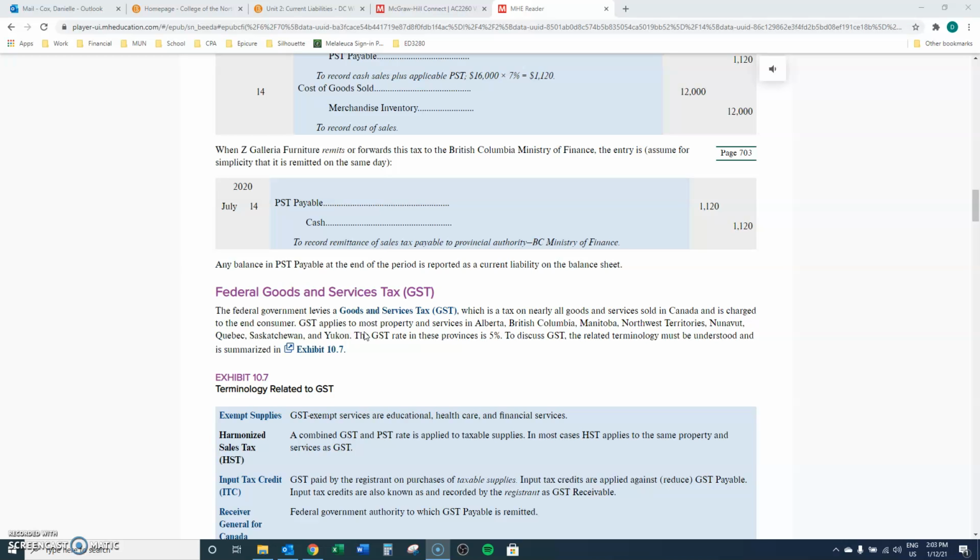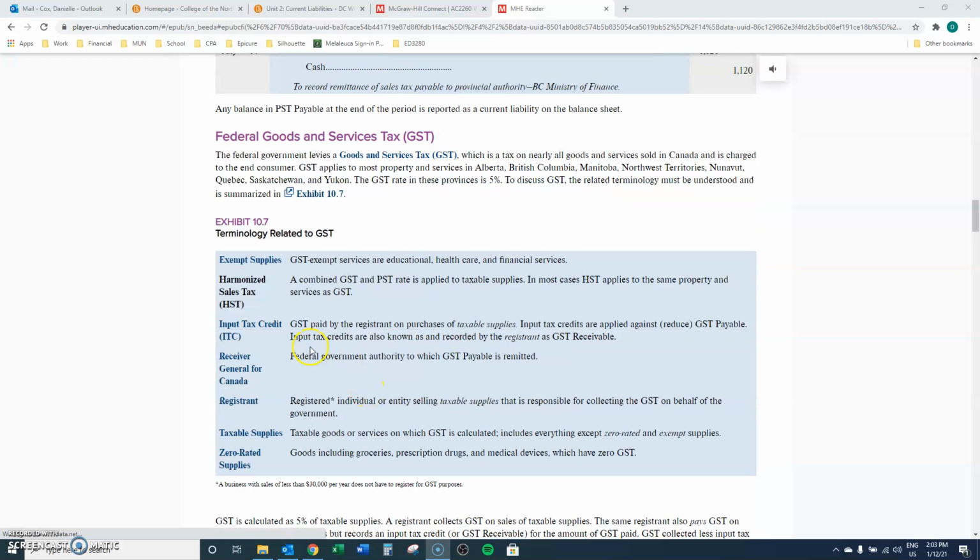GST, which is the goods and services tax. Now, a few things to kind of look up and make sure you know what these all mean. Exempt supplies. These are services that are GST exempt. The harmonized sales tax is a combined GST and PST rate. Input tax credit, that's what, when we make purchases, what we pay on our purchases gets recorded as an ITC, input tax credit. Receiver general, that's where we remit the GST.